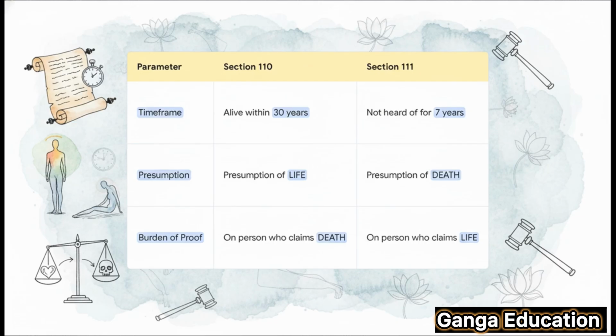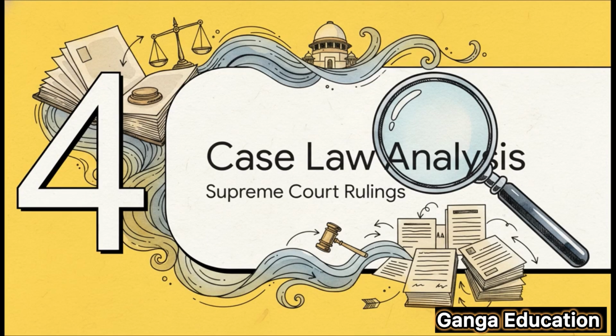And third, the burden of proof. In Section 110, it's on the person claiming death, but in Section 111, it's on the person claiming life. The difference is crystal clear. You know, for your mains exam, just reading the BEAR Act isn't enough. You absolutely have to know how the courts, especially the Supreme Court, interpret these sections.